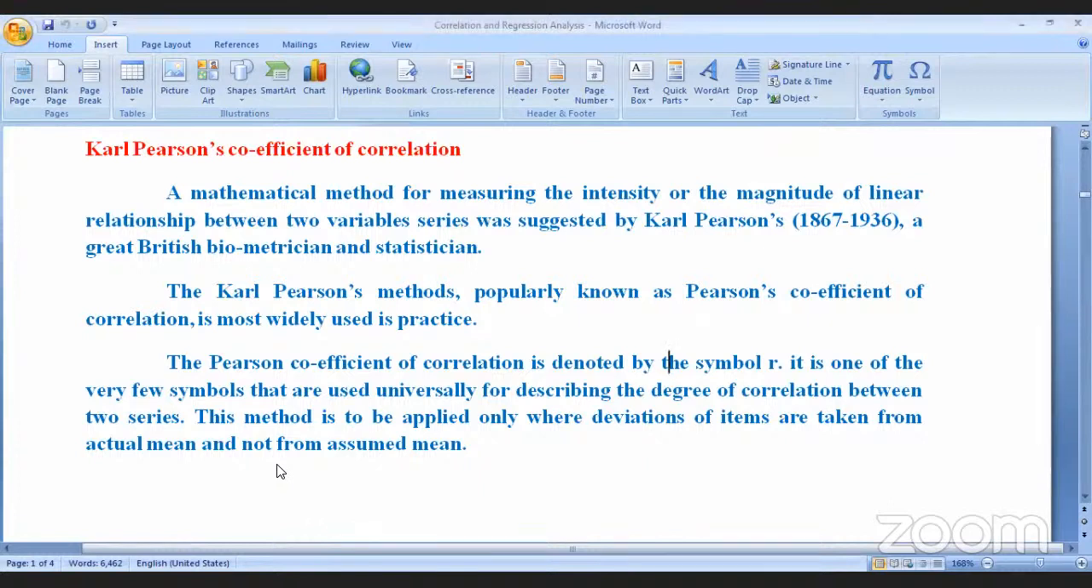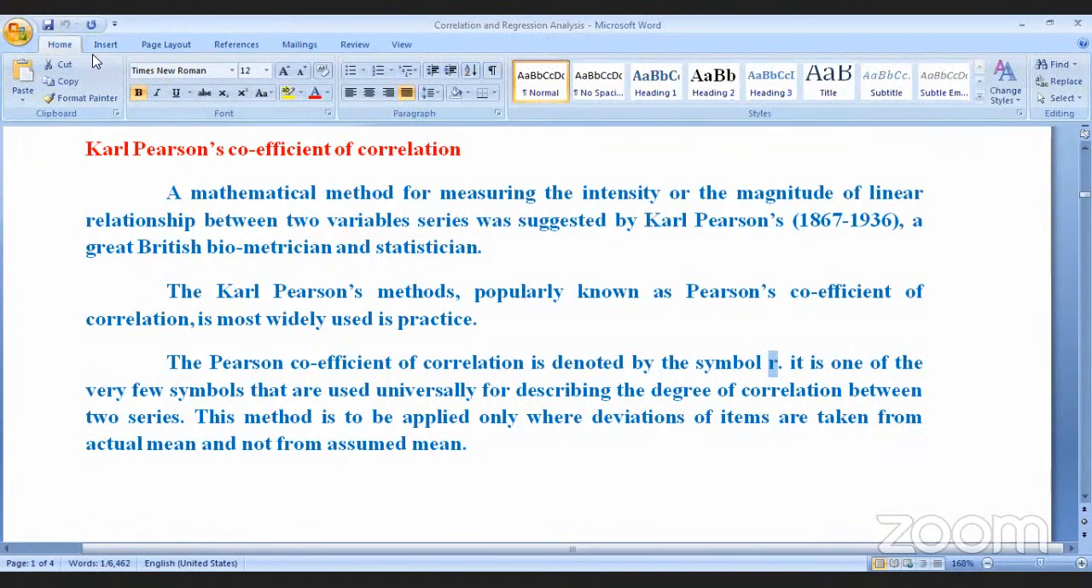A mathematical method of measuring the intensity or magnitude of the linear relationship between two variable series was suggested by Karl Pearson, a great British biometrician and statistician, who lived between 1867 and 1926. Karl Pearson's method is popularly known as Pearson's coefficient of correlation. Instead of saying Karl Pearson coefficient of correlation, they will use the words Pearson's coefficient of correlation also. It is most widely used in practice. The Pearson coefficient of correlation is denoted by the symbol r.